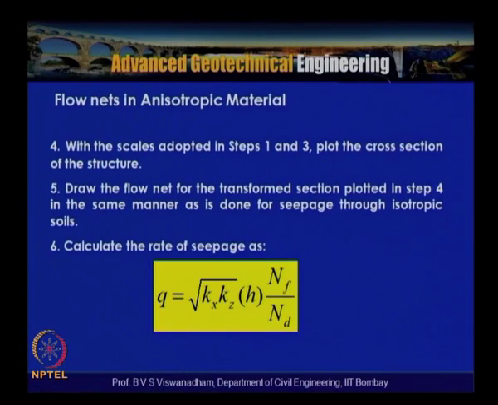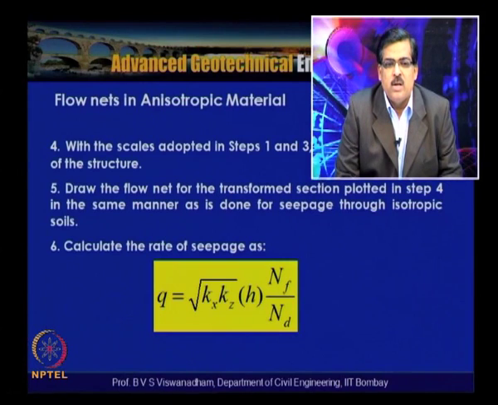In the fourth step, with the scales adopted in steps 1 and 3, plot the cross section of the structure. Then draw the flow net for the transformed section plotted in step 4 in the same manner as is done for seepage in isotropic soils, and calculate the rate of seepage. But here, in calculating the discharge, we need to use kt, the transformed section permeability, which is root over kx kz into H into Nf by Nd.